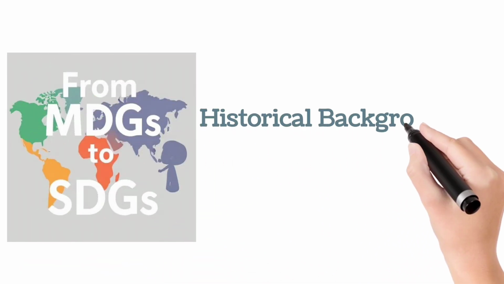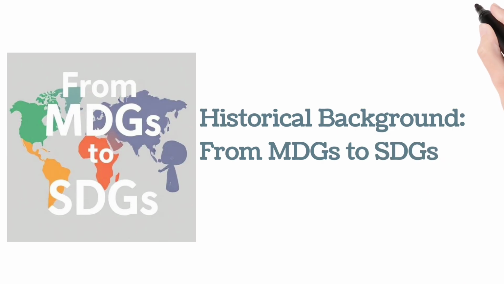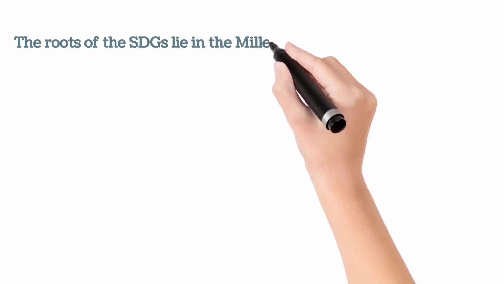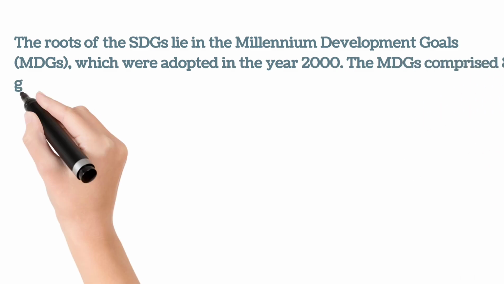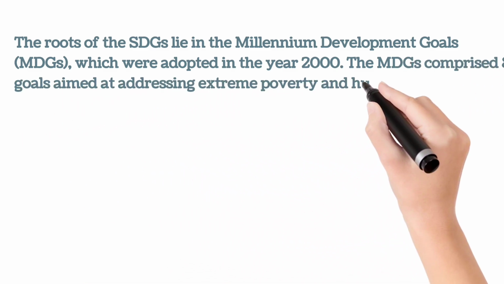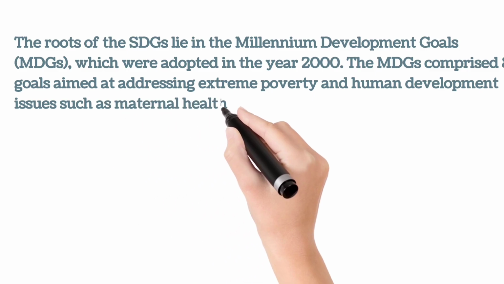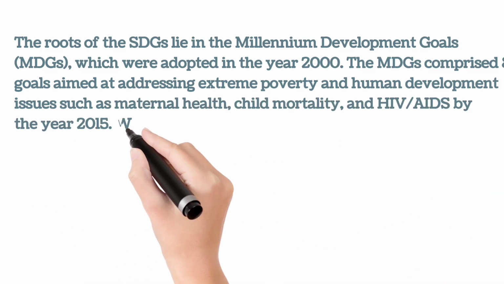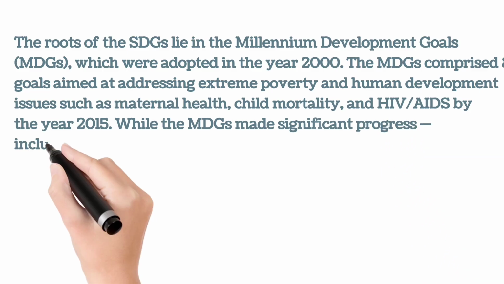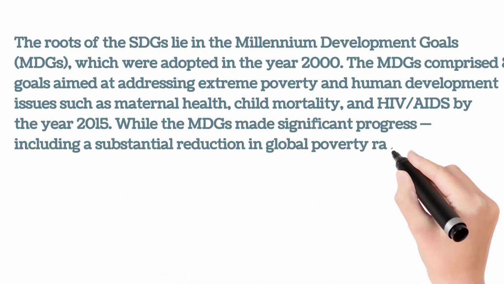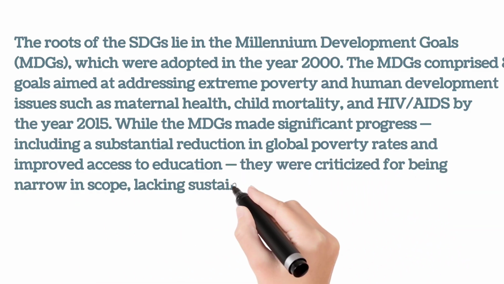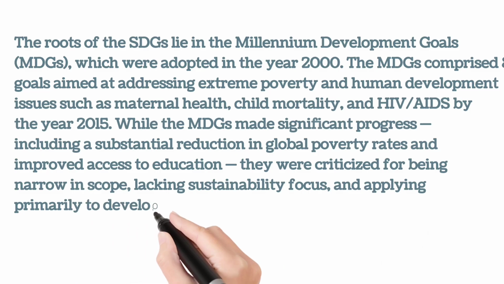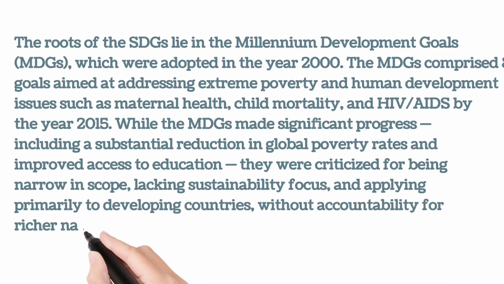Historical background. From MDGs to SDGs. The roots of the SDGs lie in the Millennium Development Goals, MDGs, which were adopted in the year 2000. The MDGs comprised 8 goals aimed at addressing extreme poverty and human development issues such as maternal health, child mortality, and HIV/AIDS by the year 2015. While the MDGs made significant progress, including a substantial reduction in global poverty rates and improved access to education, they were criticized for being narrow in scope, lacking sustainability focus, and applying primarily to developing countries, without accountability for richer nations.